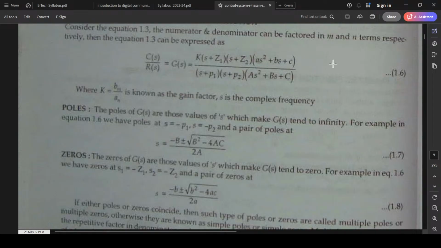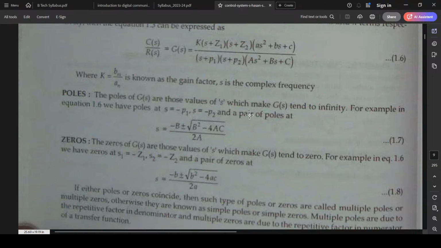Whenever the numerator is 0, the whole fraction becomes 0. If you reduce the denominator to 0, this whole fraction will tend to infinity. So what we have to do is solve the denominator for 0. We can make this bracket 0, this bracket 0, and this bracket 0. For this bracket to be 0, s can be minus p1, so it will cancel out and become 0, minus p2, it will cancel out and become 0. And also this quadratic equation, you can solve this quadratic equation.